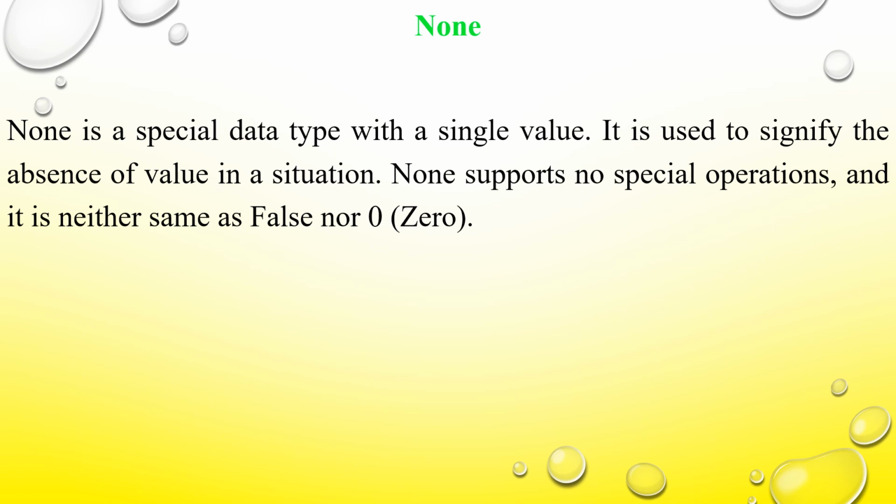None supports no special operations. It is neither the same as false nor zero. So the none value does not support any special operations, and it is not the same as false or zero. It is just used to signify the absence of a value in a situation. That means if a value is not known, or if a value is not applicable, in those cases a variable will be initialized with the value called none. That is, none is a special data type with a single value.